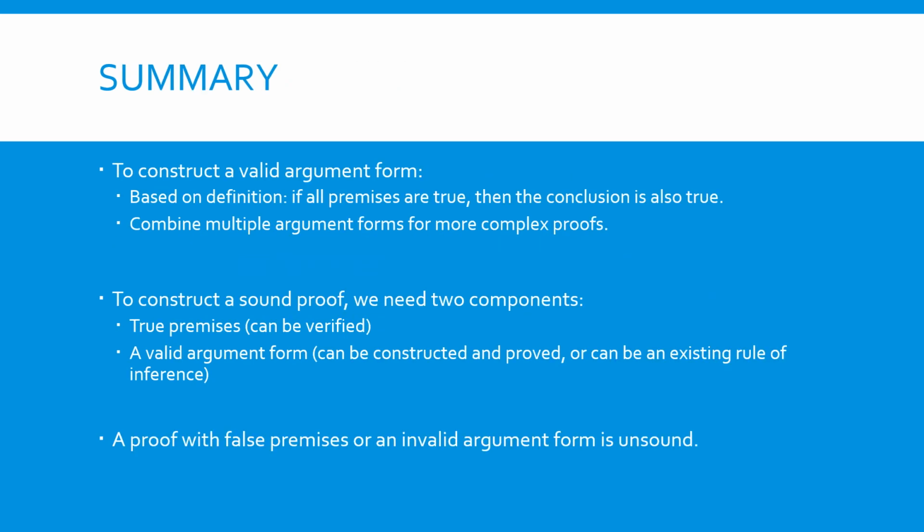Okay, let's summarize this video. We have introduced the basic notion of argument form. We know that a valid argument form needs to make the conclusion true when all premises are true. And we can verify the validity of an argument form using a truth table. Further, to make a sound proof, we need two components. We need that all premises are true and organize them using a valid argument form. If we miss either part, we cannot construct a sound proof.